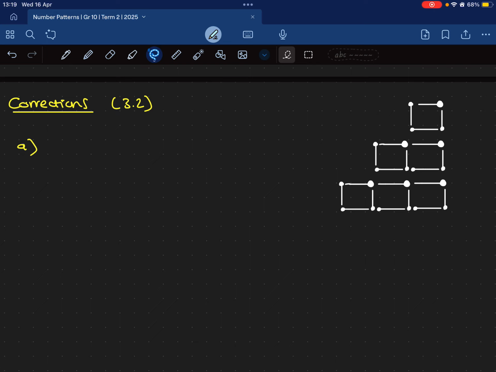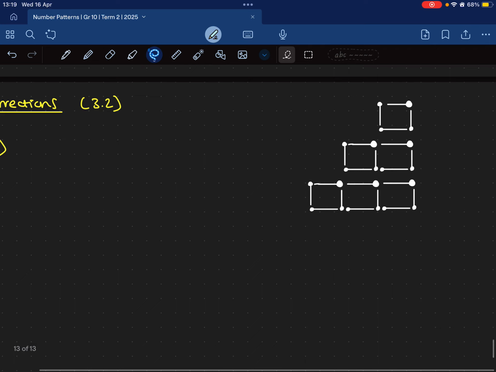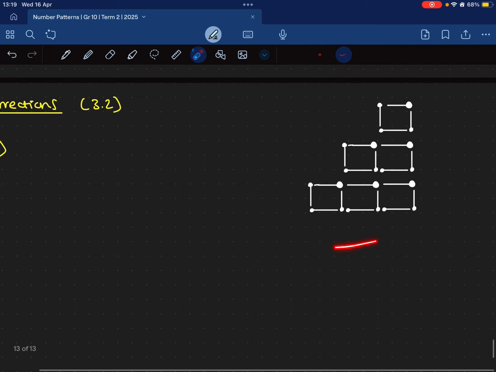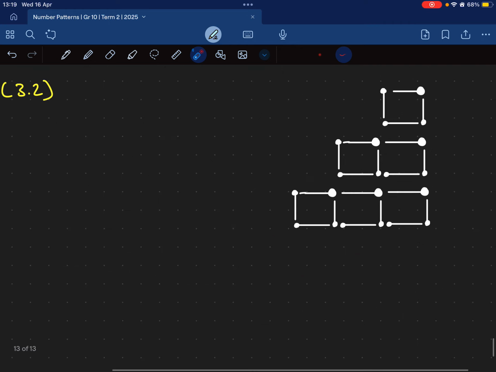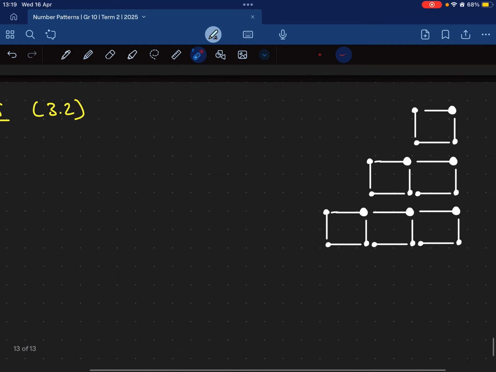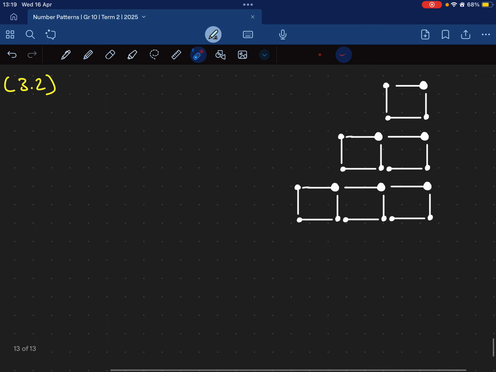So the first question says chains of squares can be built with matchsticks as shown on the right. I've drawn the matchsticks. Please make sure that you've also drawn these matchsticks into your book when you're answering. It helps so that you are able to make notes on it, and you can see the diagram next to what you're trying to answer. The first question says create a chain of 4 squares and then how many matches did you use?